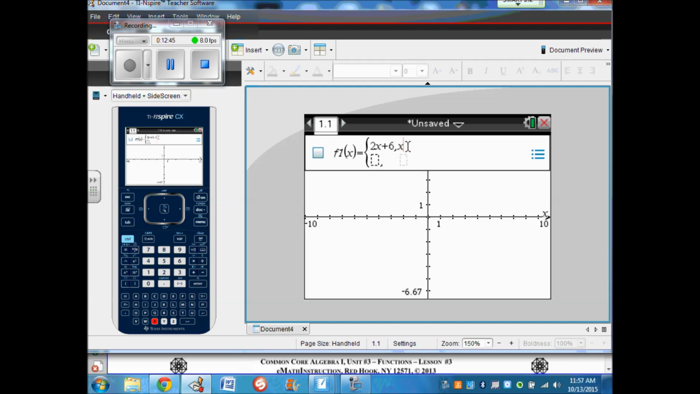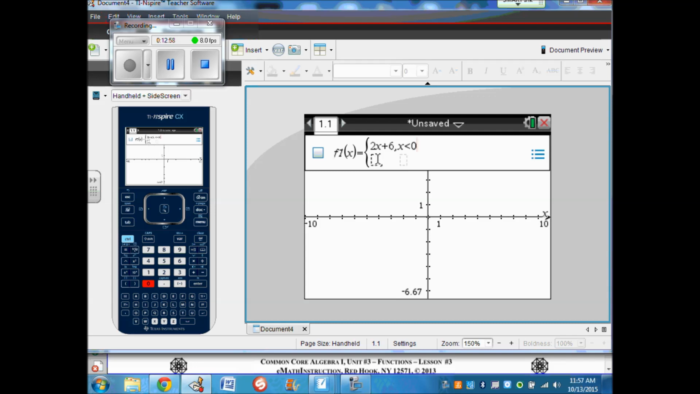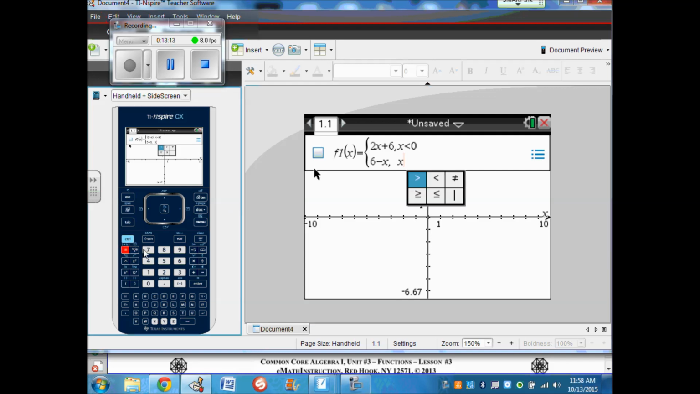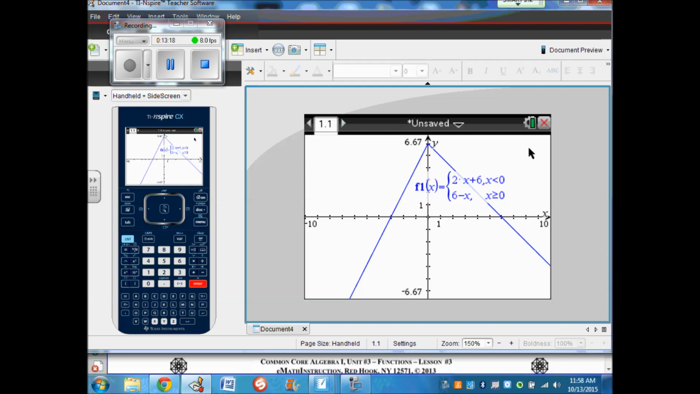X, now where do I get those inequality symbols from? I've got to go into control equal sign, and it's less than 0. So now I've got to enter in that second piece of it, which is 6 minus x, and then its domain is x is greater than or equal to. So again, control equal sign, greater than or equal to 0, and I hit enter. Okay. Now I'm going to move that label. I'm going to grab it and slide it over.